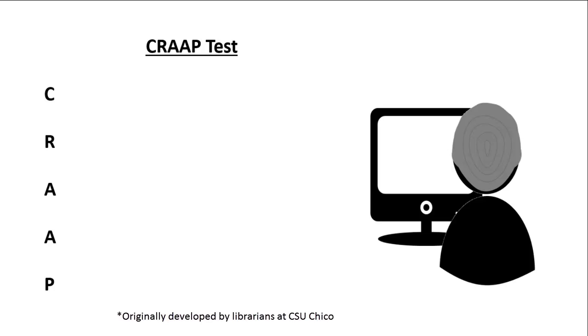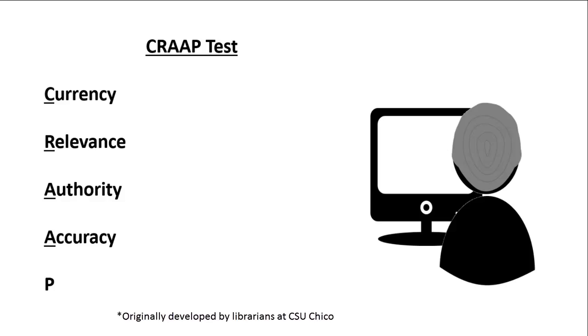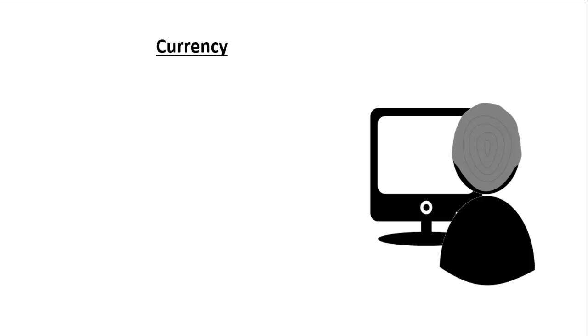CRAP is an acronym developed by librarians to help students remember criteria for evaluating sources, and it stands for currency, relevance, authority, accuracy, and purpose. With currency, Steve needs to make sure that the information is recent enough to still be relevant to the points he is trying to make in his paper.